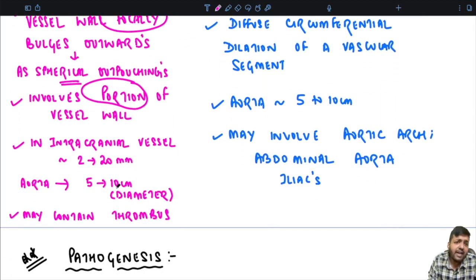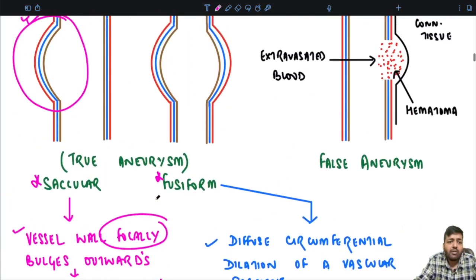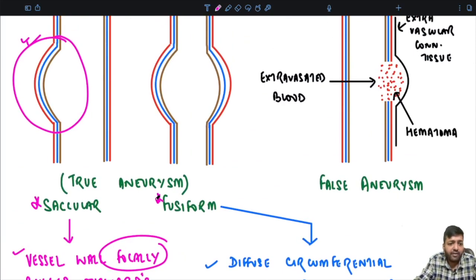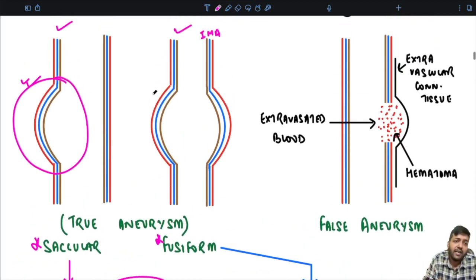In intracranial vessels, the diameter ranges between 2 to 20 millimeters, whereas in the aorta it can range from 5 to 10 centimeters in diameter. This kind of saccular aneurysm might contain thrombus as well. Remember, any aneurysm or abnormal dilatation can contain thrombus. So this is the saccular variety of true aneurysm, wherein only a portion of the vessel is involved and the vessel wall shows focal bulging, as we can appreciate over here.